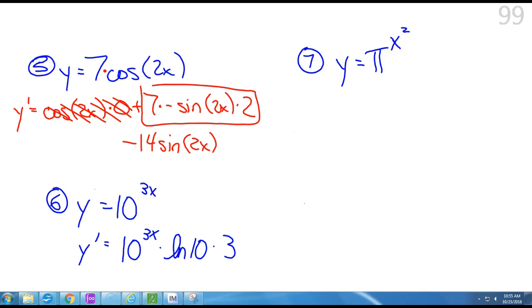Try that one, that throws people off. But pi is just a number, right? Pi works the same way 10 works. It's just a constant. I don't mean to ignore your question.